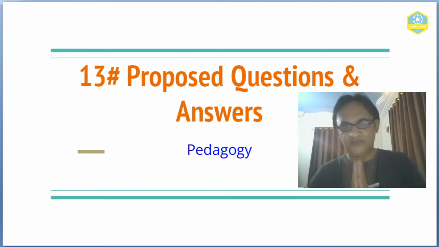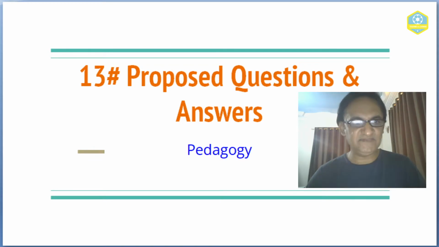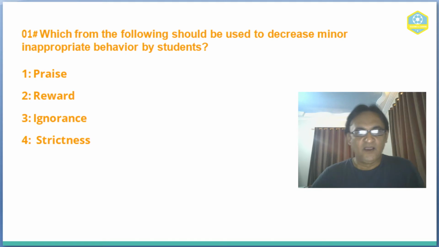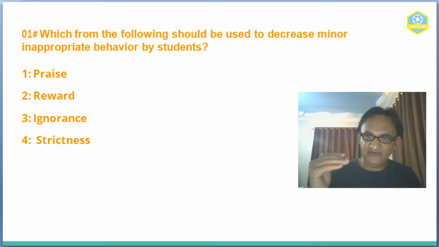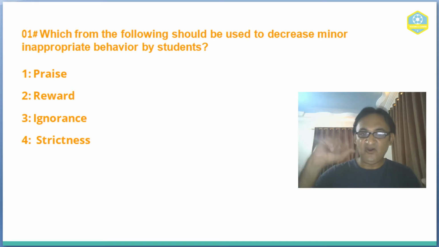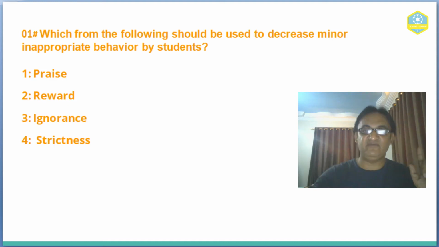So let's see, guys, today: reinforcement, punishment, negative punishment, positive reinforcement, and see what others. So here is the first question: which of the following should be used to decrease minor inappropriate behavior by students? Now we have two things: one, decrease the behavior, and another, increase the behavior. Now I have already mentioned a few things in my previous lessons. Increasing behavior is done with a reward. However, decreasing behavior is something else.